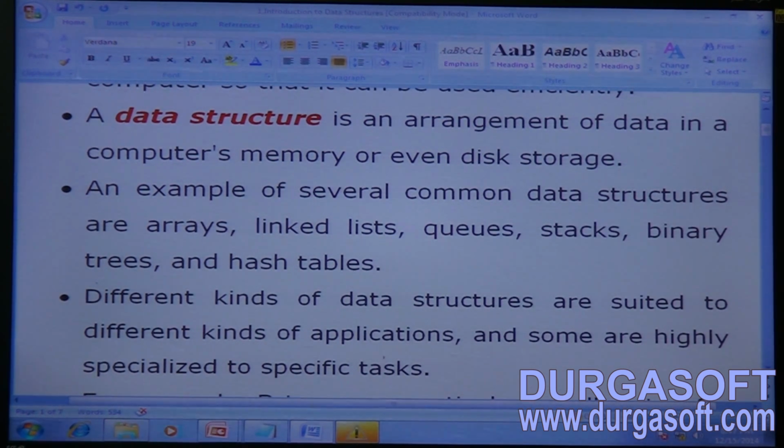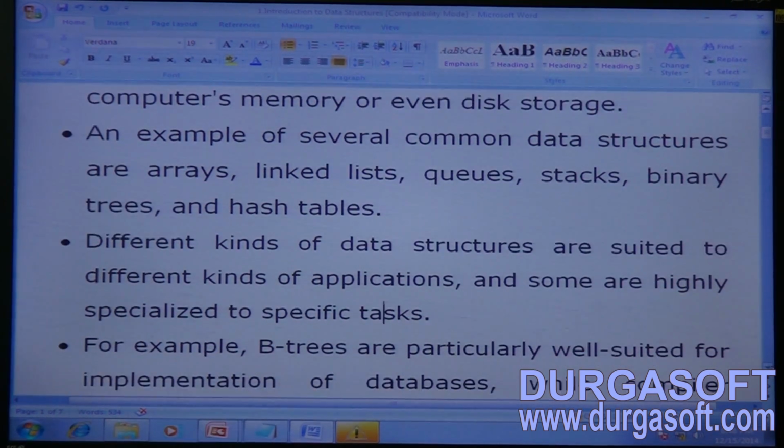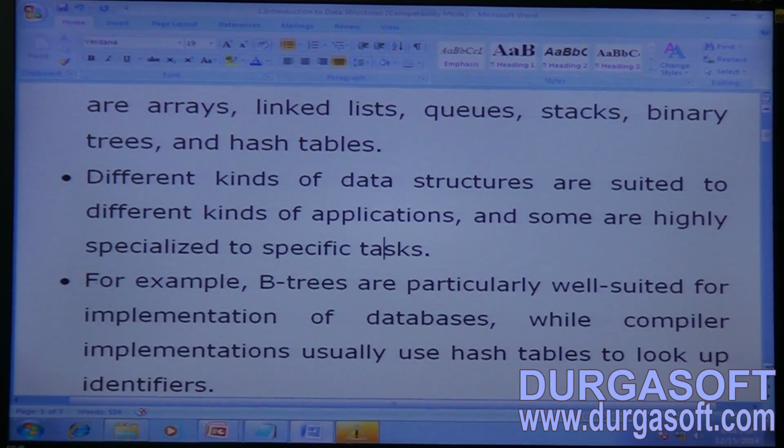Next point. Different kinds of data structures are suited to different kinds of applications, and some are highly specialized to specific tasks.